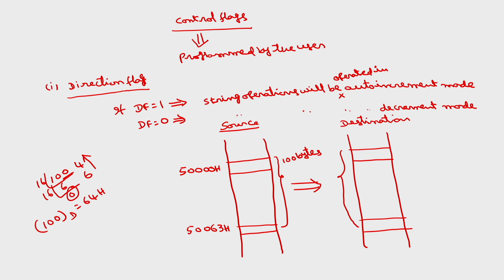So, I want to transfer this to some locations, F0000H to F0063H. So, this data I want to transfer, from 50,000 one data to F0000, and so on up to 50063H to F0063H. I want to simultaneously transfer 100 bytes of data. These types of operations are called string operations.